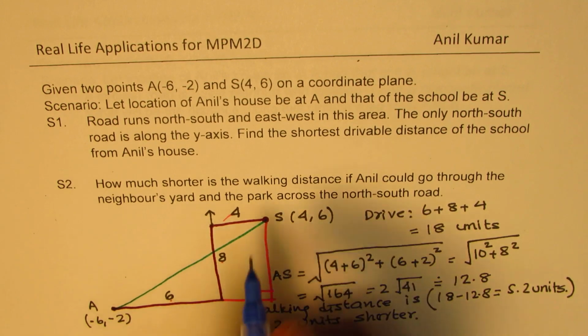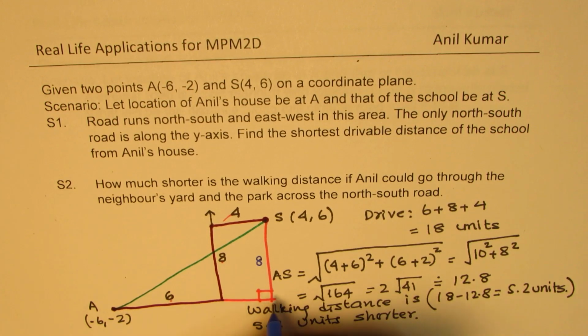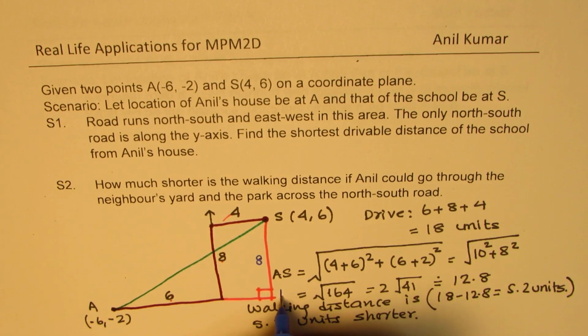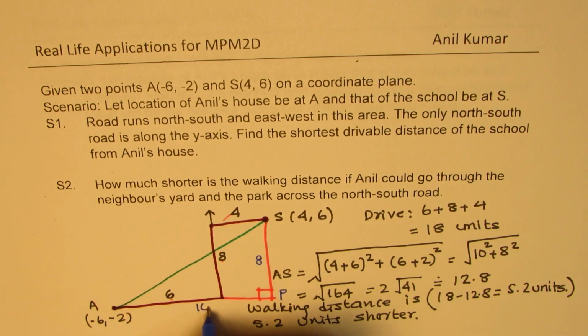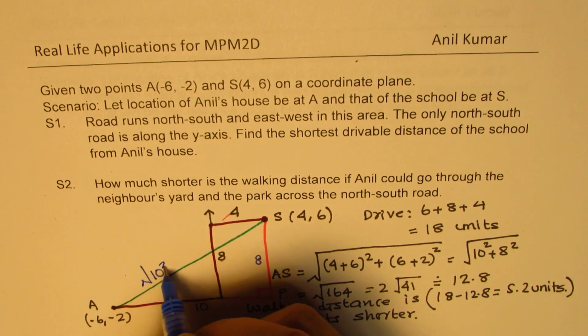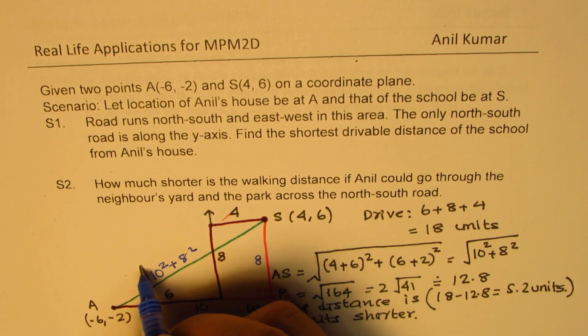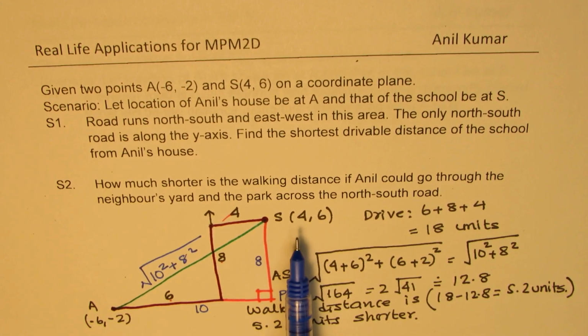So let me just rewrite. This is 8, and this distance, let's call this point P. So this will be 6 plus 4, which is 10. And so this distance will be the square root of 10 squared plus 8 squared. Do you see this method? So without using the coordinate points, I've actually found the distance between A and S.